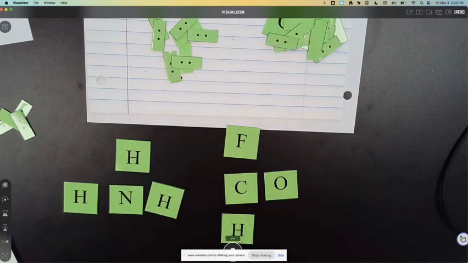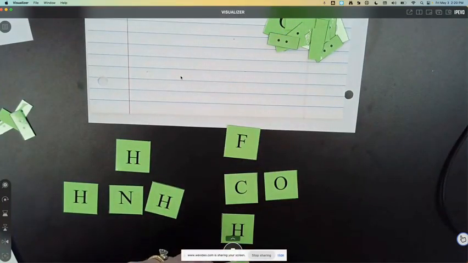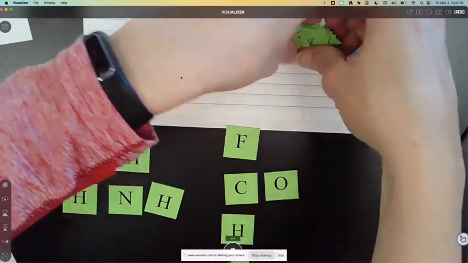And then my last one is CO3. Here's my pile of electrons for this group. Dump them down there. Then I've got my CO3.